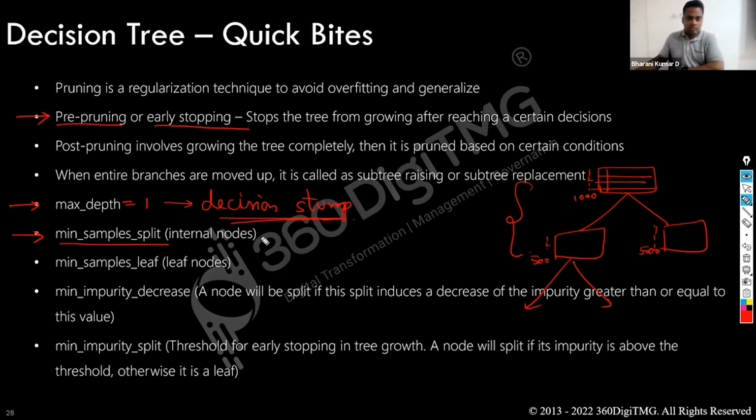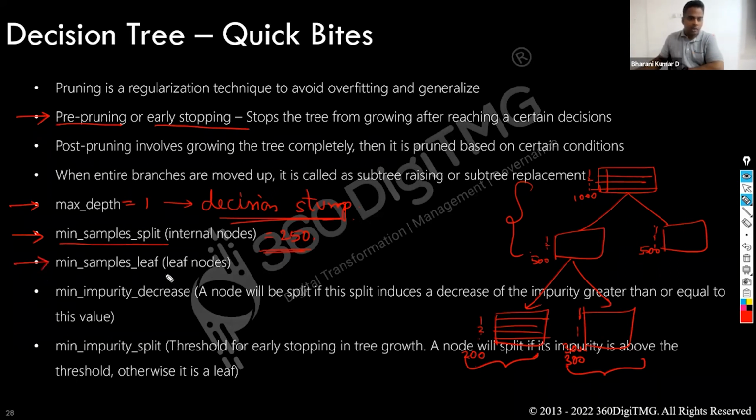If you say that minimum split, and you're splitting it further, say here you have now 200, and here you have 300. Now, if you say that minimum samples for me to split should be 250, meaning minimum I need 250, otherwise I won't split. Would it split here? No, because you have less than 250. Would it split this branch? Yes, because you have more than 250.